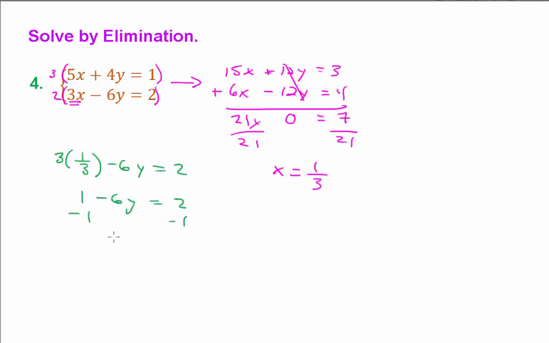Subtract 1 from both sides. Negative 6y is equal to 1, which means you divide by negative 6 on both sides. And so y is equal to negative 1/6. Now again, we do want to represent our solution as an ordered pair because it is actually a point where these two lines that are represented by these equations intersect. So it's (1/3, -1/6). So that is my solution to this particular system.